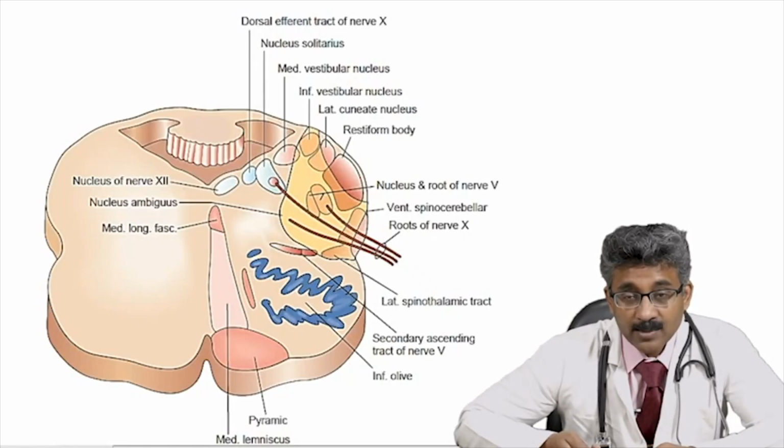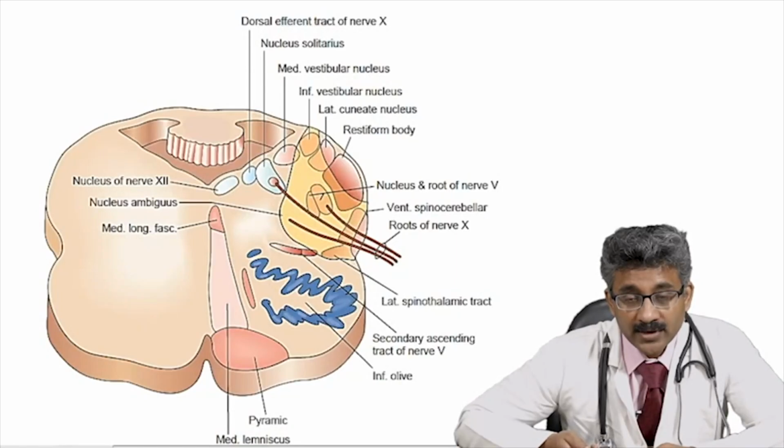Then you have a spinocerebellar tract here. See, ventral spinocerebellar tract. So the patient will have ataxia, cerebellar ataxia will be there. And here you see the lateral spinothalamic tract, which is from the opposite side of the body, carrying the fibers of pain and temperature. So the patient will have loss of pain and temperature on the opposite side of the body. So ipsilateral loss of pain and temperature of the face, contralateral pain and temperature of the opposite side of the body.